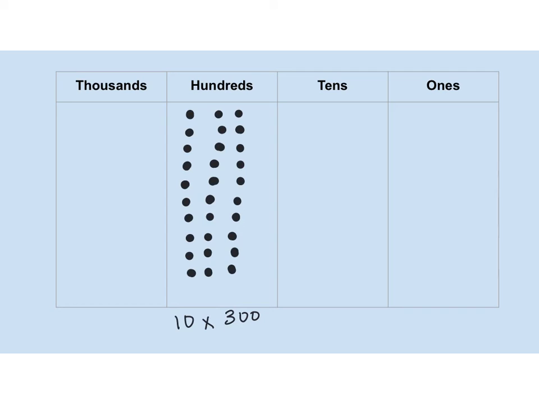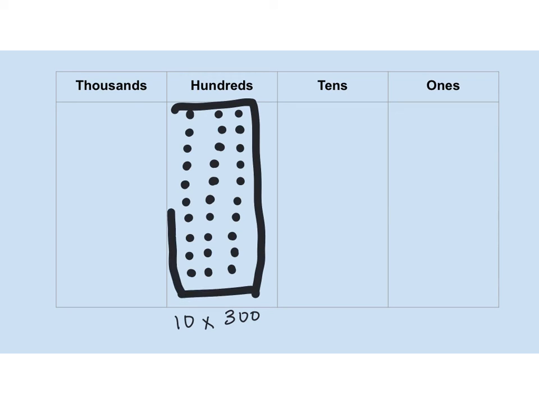Okay, so here I took 300s and I did each of them 10 times. And so I could say I have 30 hundreds, or I could take these 30 hundreds and regroup, and how many thousands would I have? That's right, I would have 1, 2, 3 thousands. So I can say 3,000 is 10 times as many as 300s.